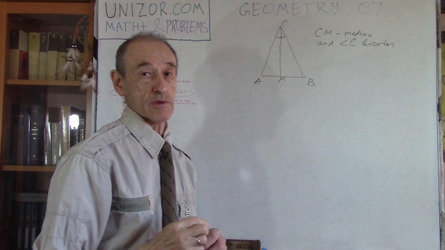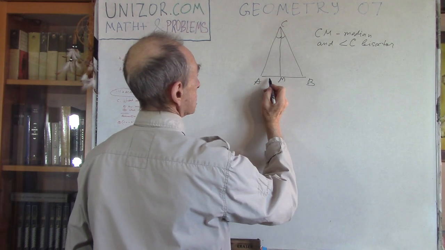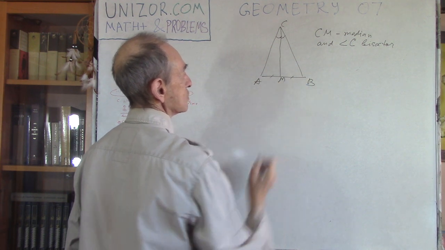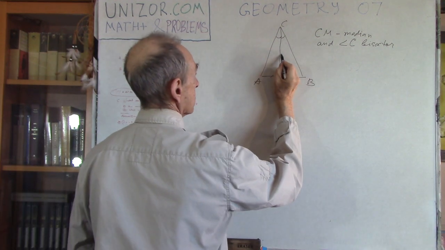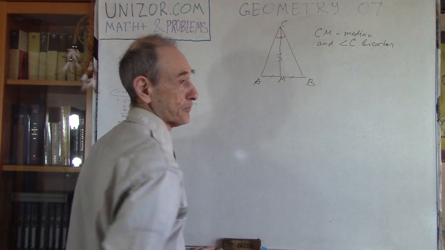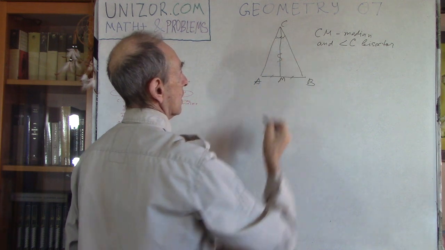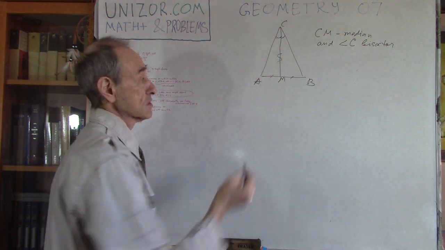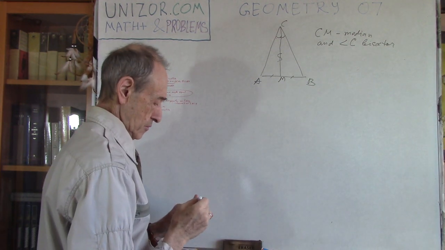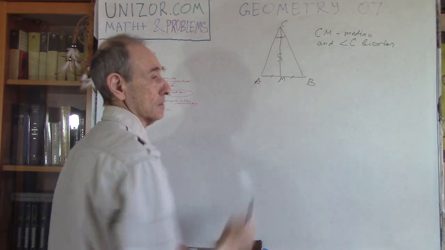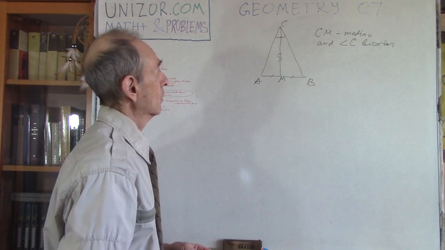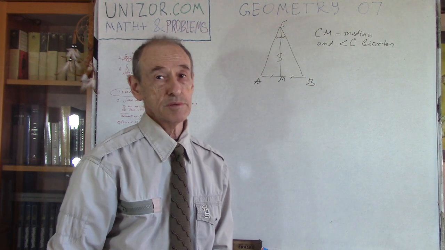Well, let's think about it very simply. Since CM is a median, M is the middle point between these two, so these two segments are equal to each other. Now, this is a common side between these two triangles, CMA and CMB. These angles are the same because it's not only the median, but also an angle bisector. So what do we have right now? We have two sides and an angle. Isn't that sufficient to say that the triangles are equal and therefore CA is equal to CB?